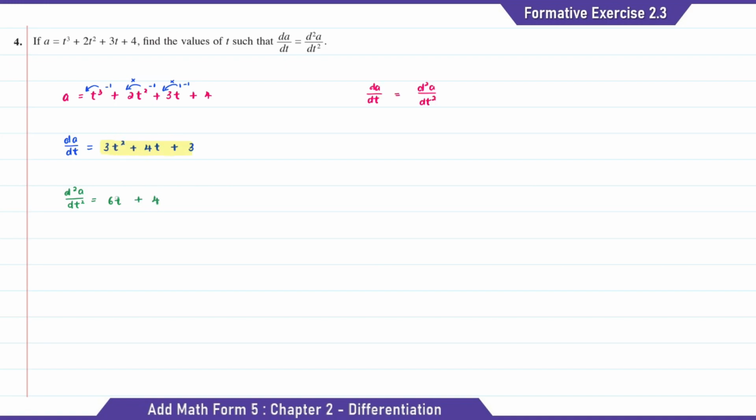Next, this is equal to this. Then we're going to get a quadratic equation. To solve this, first we're going to write this in general form. Then we're going to get 3t squared minus 2t minus 1 equal to 0. Using factorization, we're going to get 3t plus 1, t minus 1 equal to 0. Then the value of t will be t equal to negative 1 over 3. Another one will be t equal to 1.